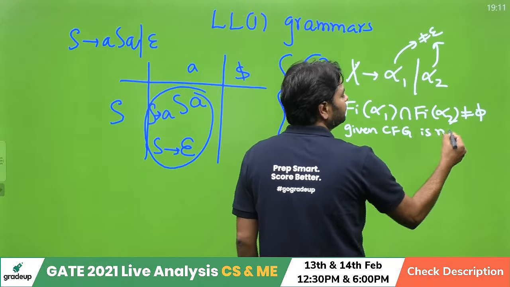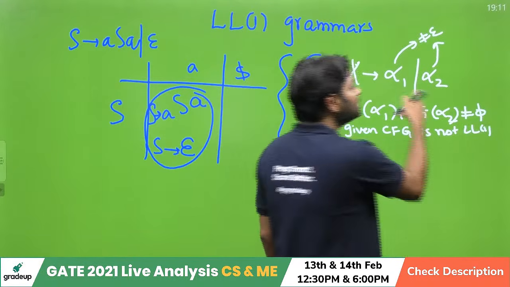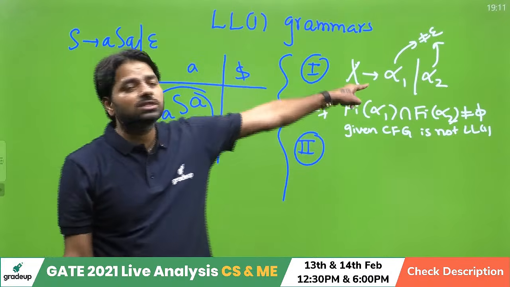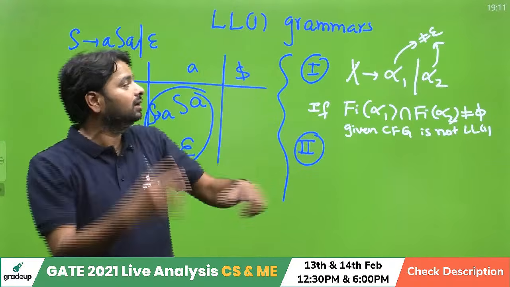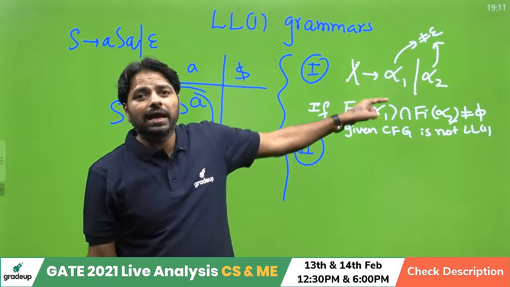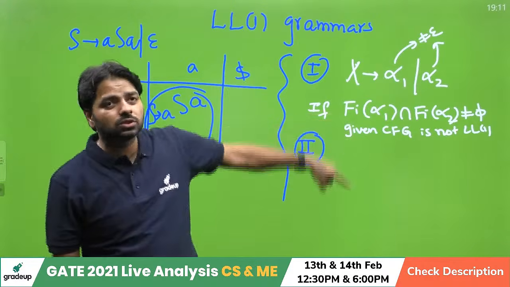Directly you can say that. If you want to say LL1, this is not enough. You have to apply this rule for every non-terminal. You have to apply these 2 rules to the entire grammar.